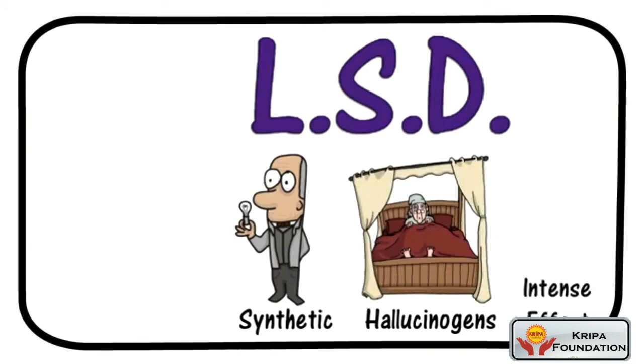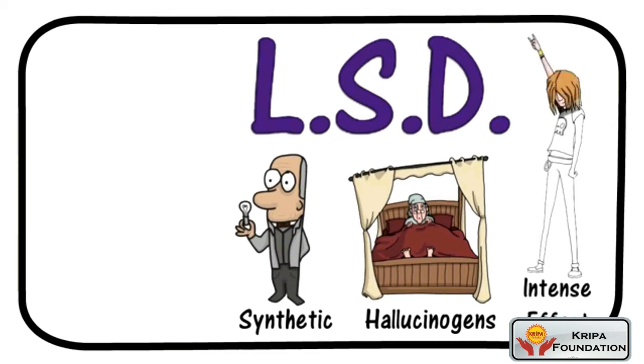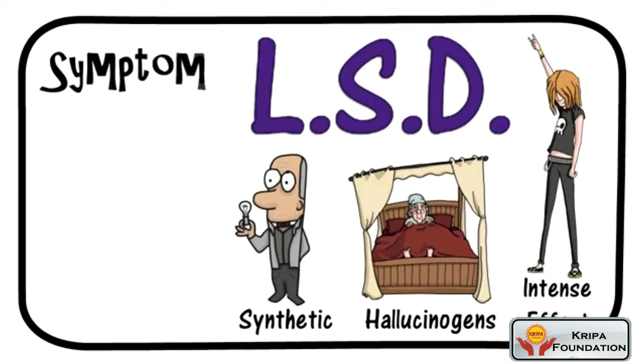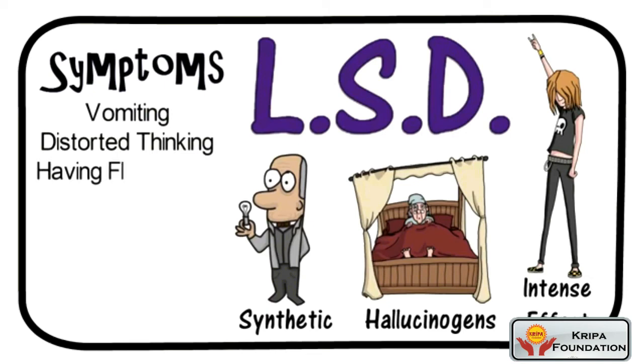You can recognize the students that use this drug because they may exhibit the following symptoms, such as vomiting, distorted thinking, having flashbacks, memory loss, paranoia, slow movements, senses mixing, and bizarre actions.